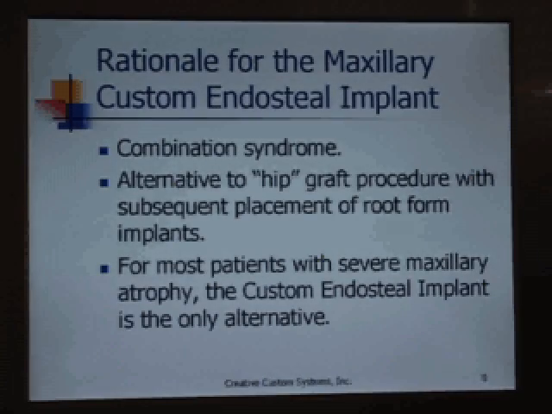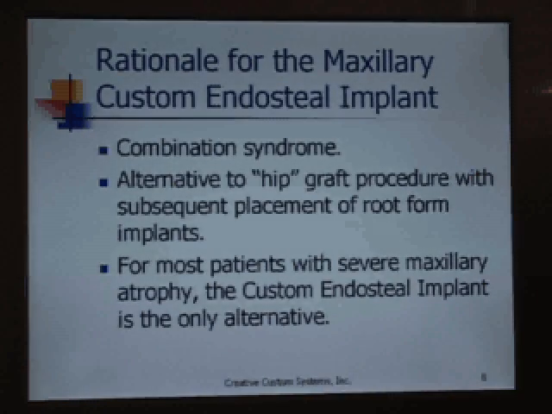Rationale for the maxillary custom endosteal implant: combination syndrome, an alternative to the hip graft procedure with subsequent placement of root form implants. For most patients with severe maxillary atrophy, the custom endosteal implant is the only alternative. We find that over the years combination syndrome is so prevalent in my practice, and it is very easy for dentists to place an upper denture against lower six teeth and a partial.